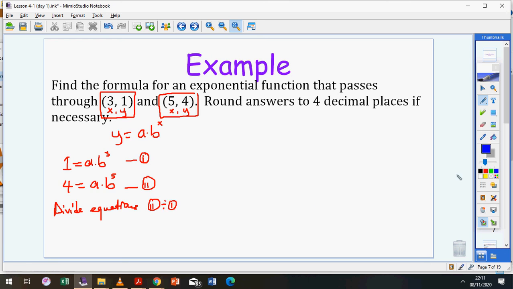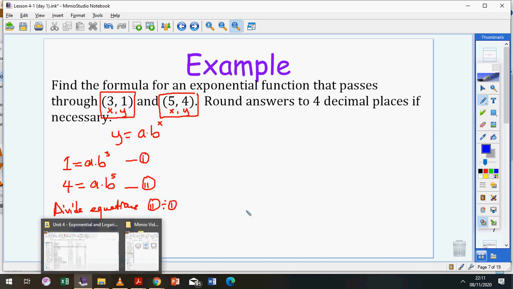let me write this in blue. If I put equation 2 on the top, so equation 2 is a times b to the power 5 equals 4. And I divide corresponding terms by equation 1. Equation 1 is a times b to the power 3, and on this side, instead of equal to 1, I'll have 4 divided by 1. This is one way that I can solve this equation.